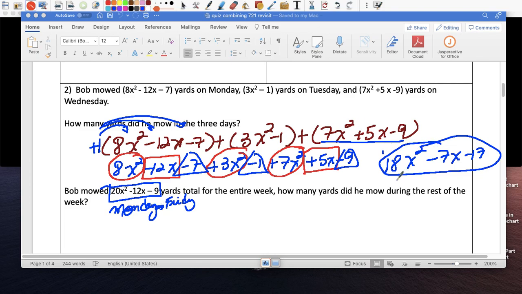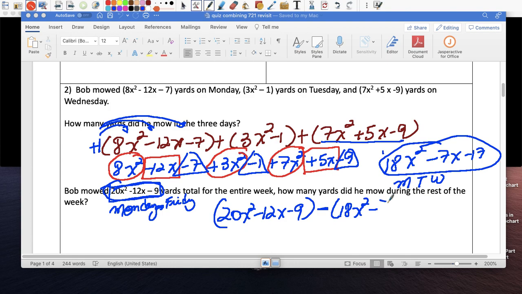And this is Monday, Tuesday, and Wednesday. So you agree that if I take this guy here and subtract Monday, Tuesday, Wednesday, whatever answer I'm left over with will be the Thursday and Friday. So the whole week, he did 20x squared minus 12x minus 9. Put it in parentheses. Minus, and a lot of you didn't do that, minus what he did Monday, Tuesday, Wednesday. And again, put it in parentheses because it's more than one term.